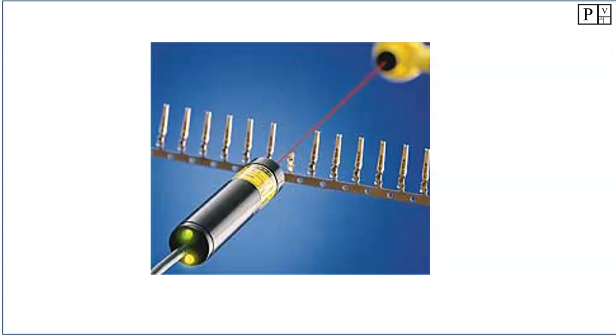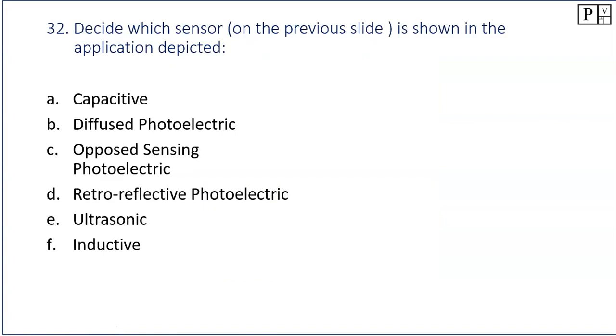So this one has a light beam going out. It looks like there is a transmitter and a receiver on the side. I'm looking for different pins on the pin header here, and if one is missing, then the light will actually go through to the receiver. So this one, based off of these options, our best answer would be the opposed sensing photoelectric sensor.